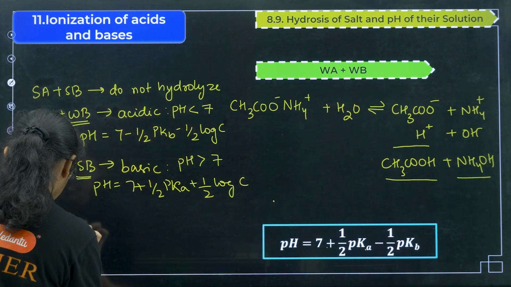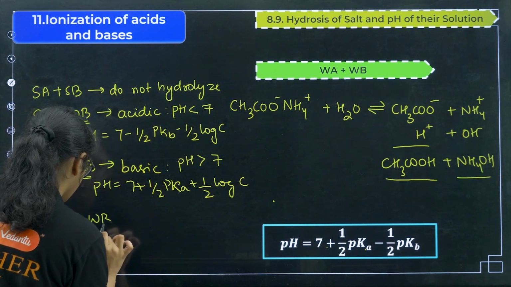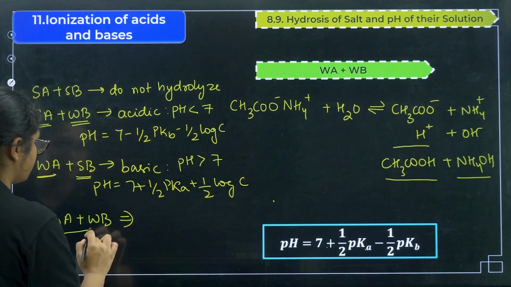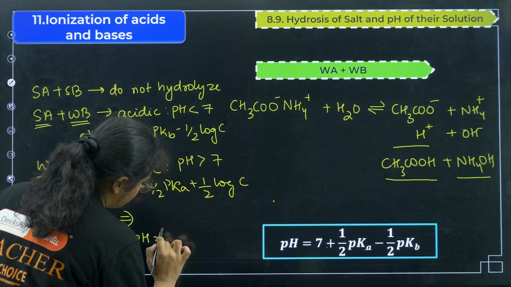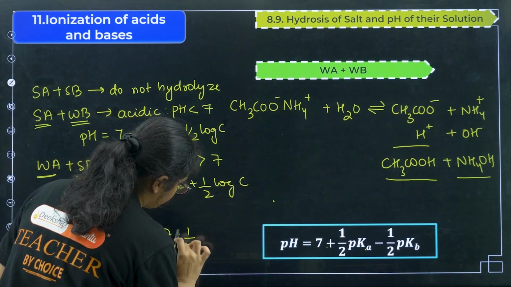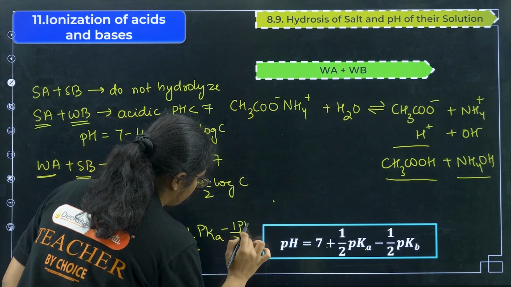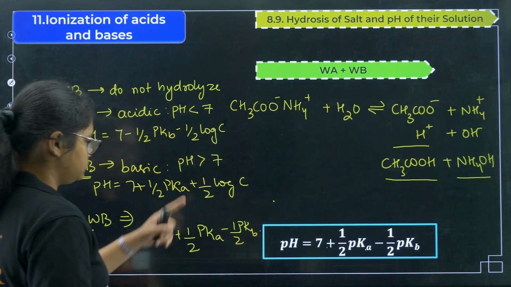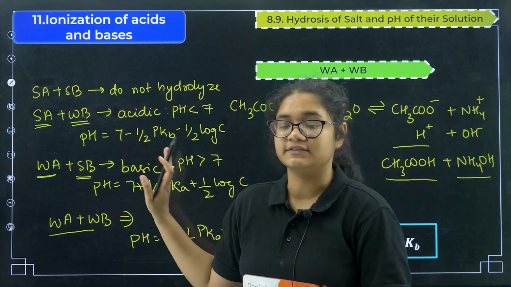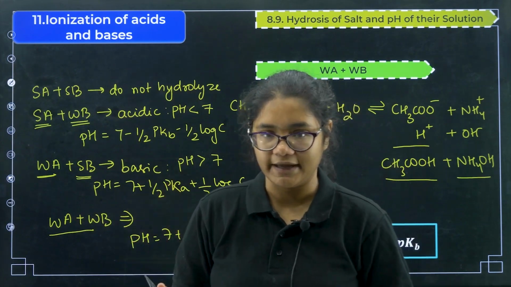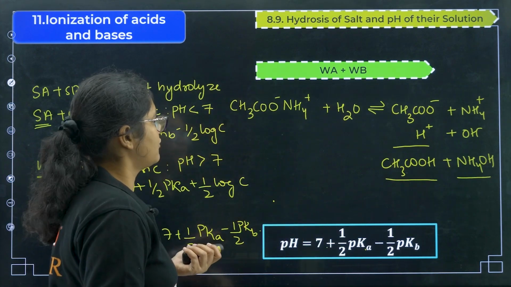Now if I take weak acid and weak base, in that case what will happen? The pH formula will be 7 plus half pKa minus half pKb. This is the entire summary of the salt hydrolysis. Clear? Let us move forward.